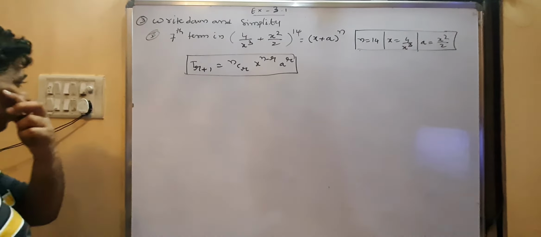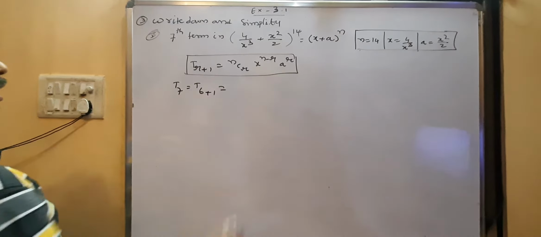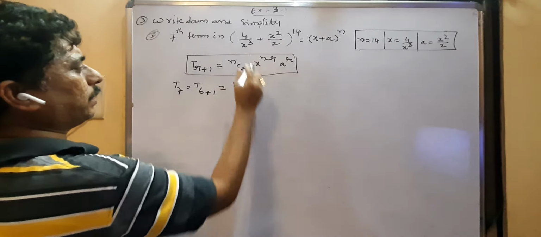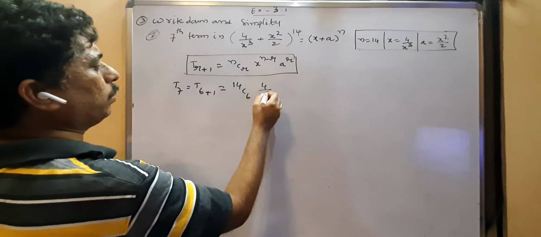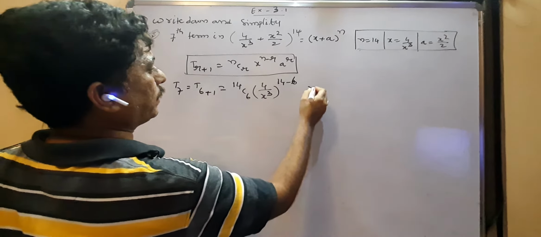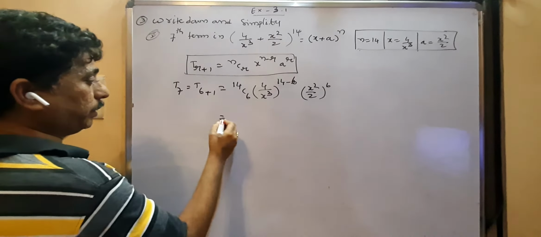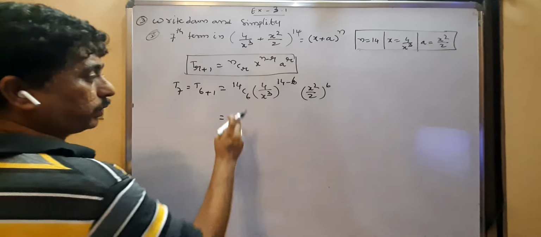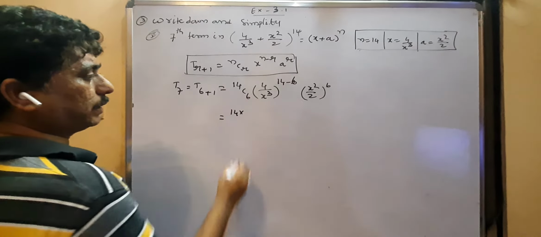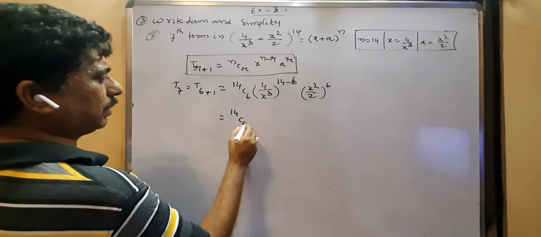Now coming to the 7th term, T7. T7 can be written as T6 plus 1. Apply the formula. In place of n is 14, 14C6, x is 4 by x cube whole power 14 minus 6, into x square by 2 whole power 6. 14C6 means 14 decreased by 6 times. 6 is not more than half of 14, so directly we can apply. 14 decreased by 6 times, 14 into, like that you can do it, otherwise you can leave it as 14C6.